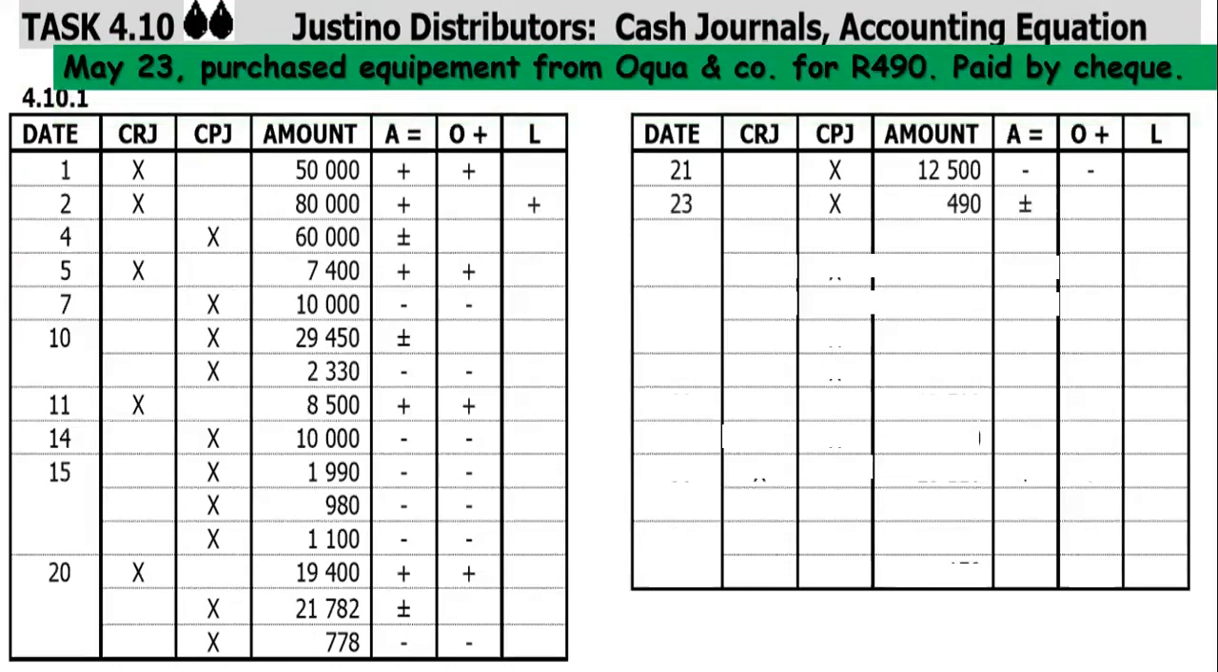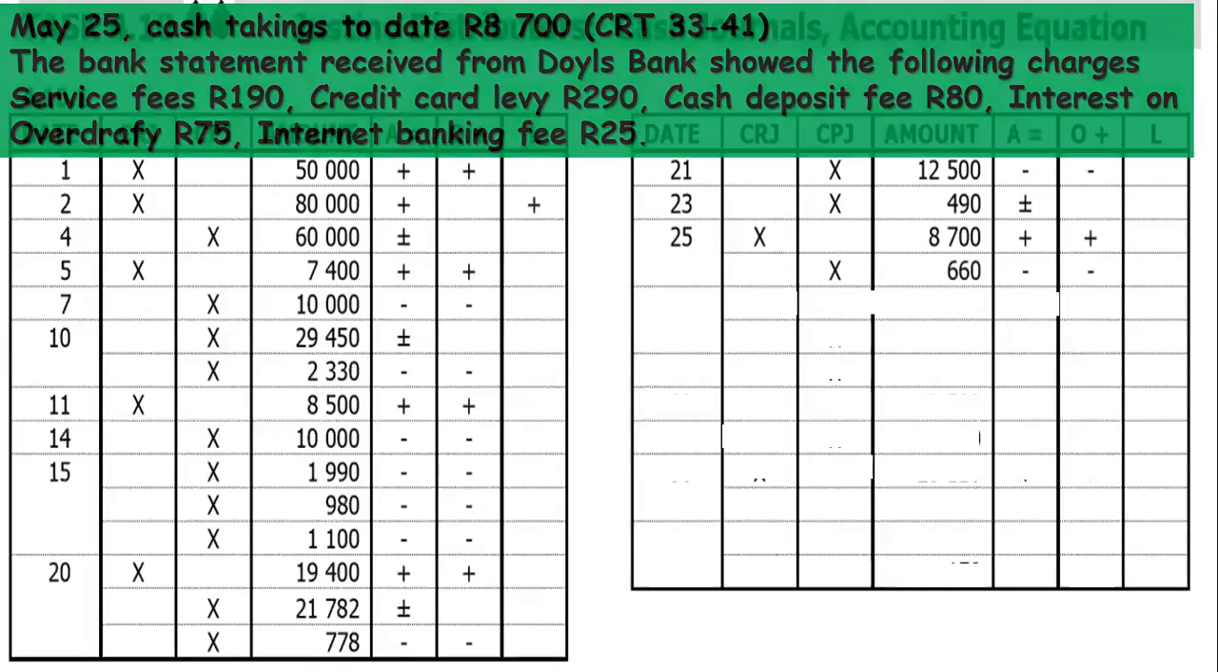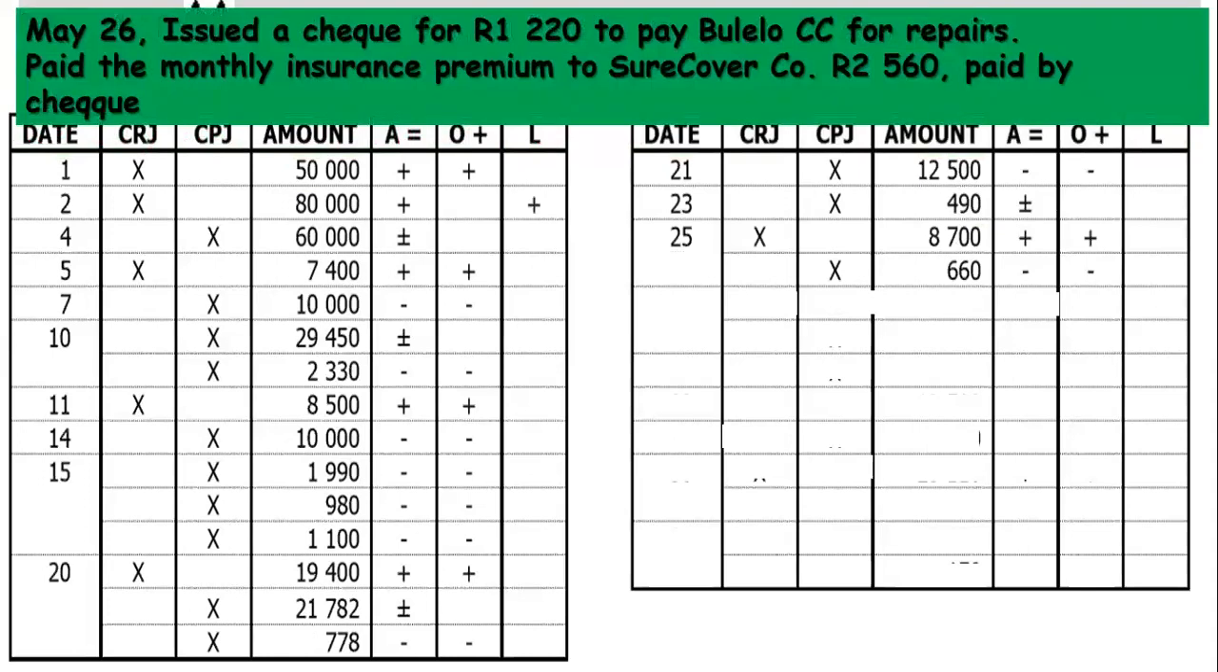May 23, purchased equipment from Aqua and Company for 490, paid by check. So there we go. And then May 25, right, cash takings, cash receipts journal, increase assets, increase owner's equity. And then also there are those charges. So we add those up and we just call them bank charges. We make the entry. And then on May 26, issued a check for 1,220 to pay Bulelo CC, right, for repairs.